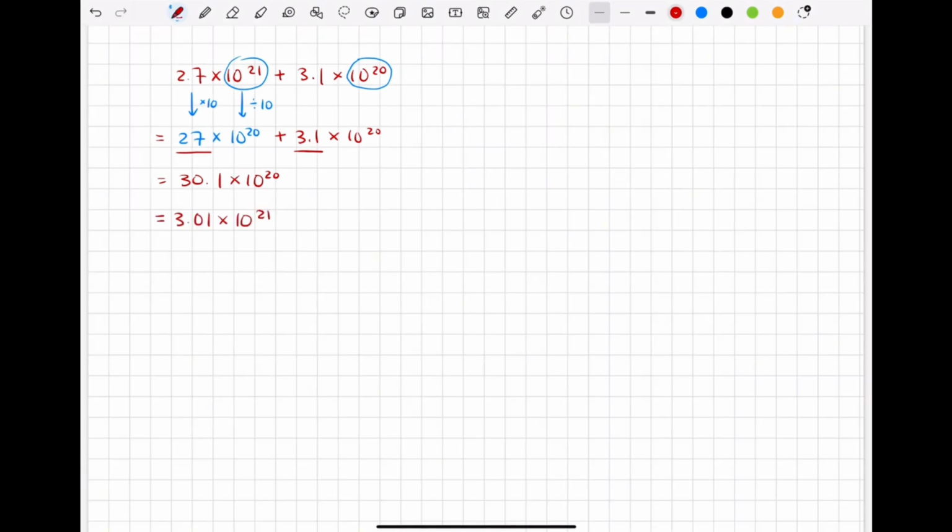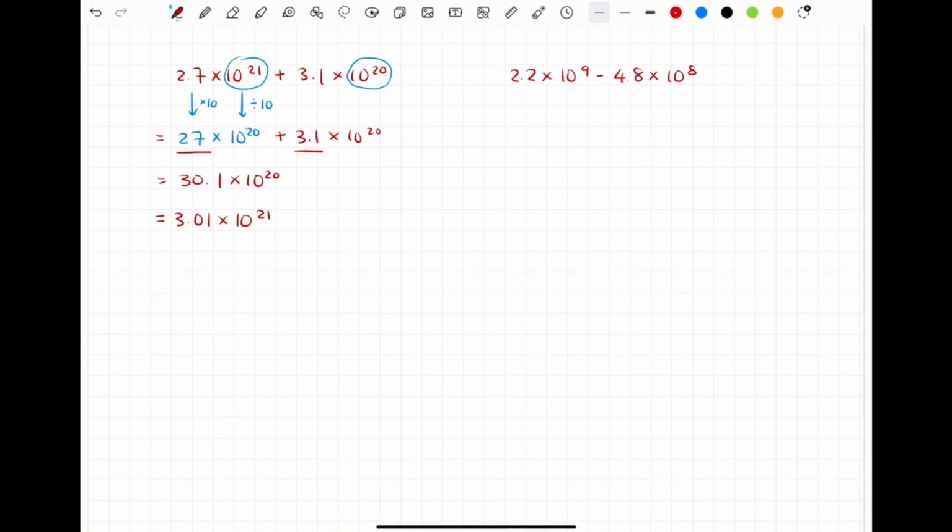Let's move on to look at the subtraction. This is similar. What we need to do is to make sure that 10 to the power of something is the same.